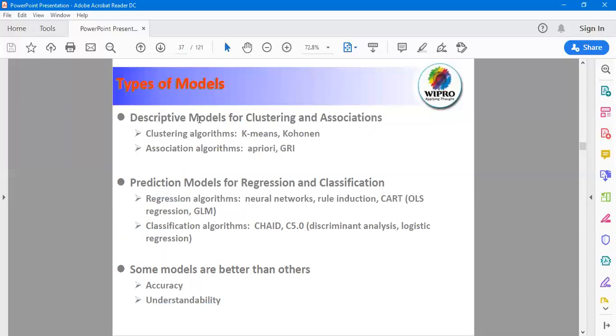Just to summarize the types of models: descriptive models are for clustering and associations. The clustering algorithms are k-means and Kohonen. The association algorithms are Apriori and GRI. We are going to discuss each algorithm in detail in our upcoming lectures. For the prediction models, regression and classification, for regression we have neural networks, rule induction, and the CART algorithm. For classification algorithms, we have CHAID, C5.0, and logistic regression.